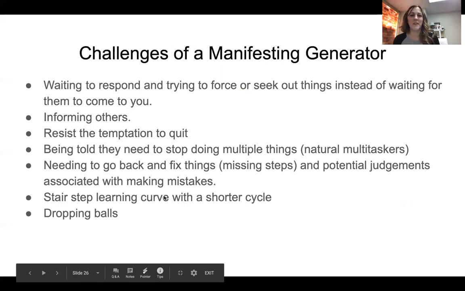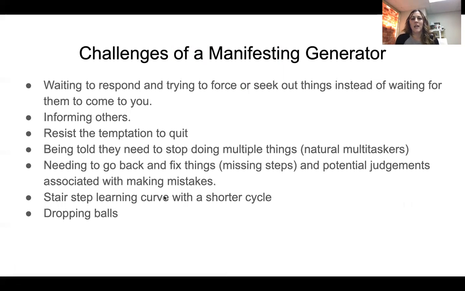But challenges of a manifesting generator. Waiting to respond can feel really hard for a manifesting generator, harder than it would be for a generator, I would say. They often will try to force or seek out or want to initiate because they have that manifesting energy in them. And so it's important for them to wait. They'll experience lots of frustration if they don't. They definitely need to inform others, just like a manifestor would. Same rules apply there. They will probably, in my experience, want to quit even faster than a generator would, because they don't have as much patience. Would you say, Holly? No.